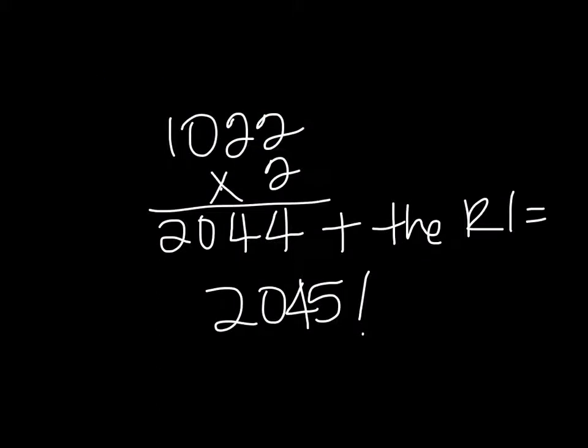Okay, one more check. 1022, which was our solution, times 2, the original divisor, is 2044, and we have to add in that remainder of 1, so 2044 plus 1 is 2045, which was our original dividend, so we're correct again.